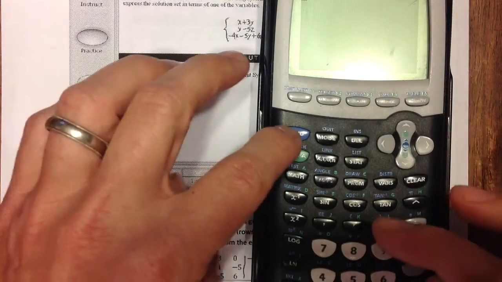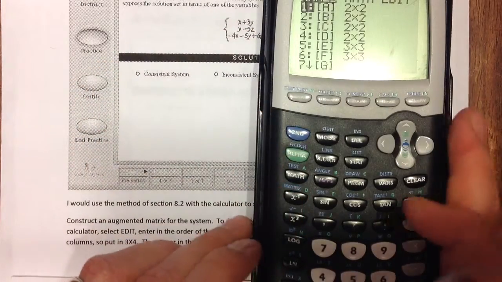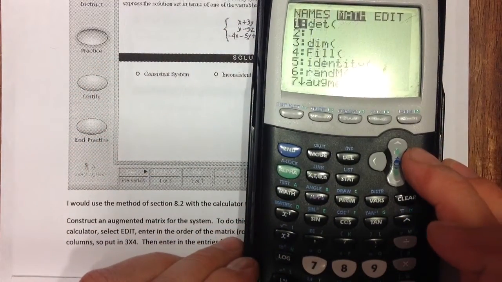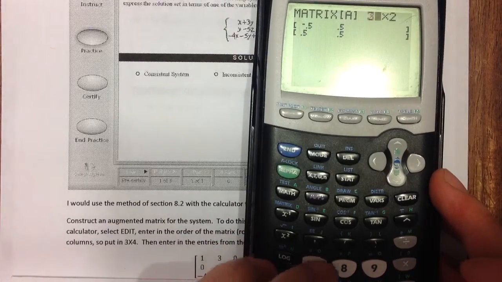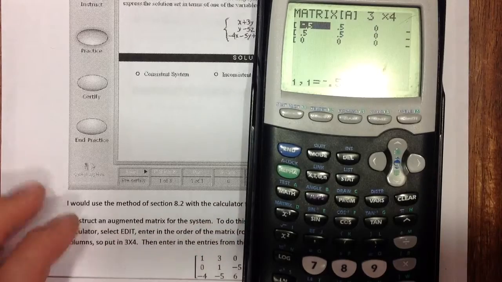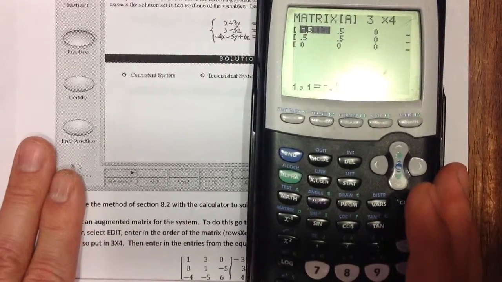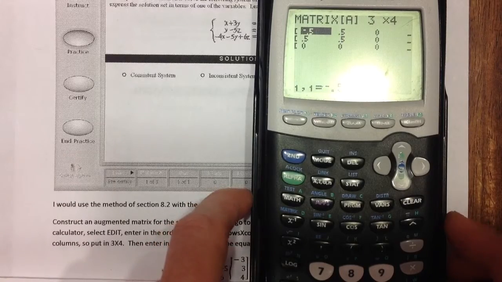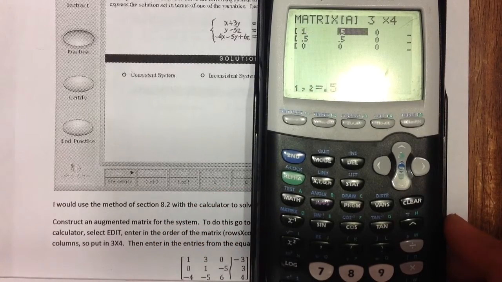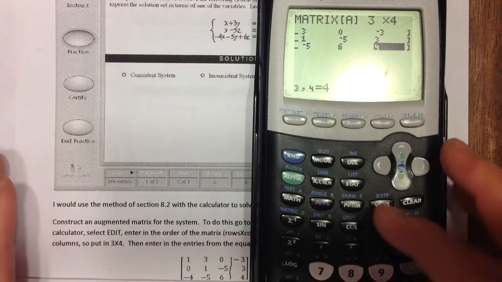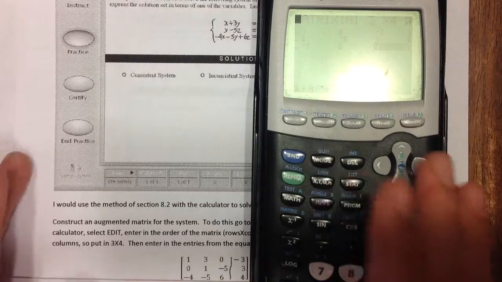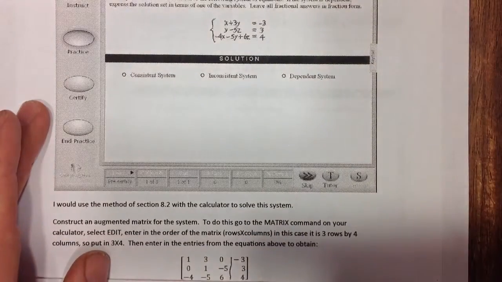So I'm going into matrix, second matrix. I'm going to scroll over to edit and enter a 3 by 4. Those are the dimensions of my matrix. I'm going to enter this matrix in by rows. 1, 3, 0, minus 3, 0, 1, minus 5, 3, negative 4, negative 5, 6, 4. Now I should have my matrix in. I will quit out. And I want to do that RREF.